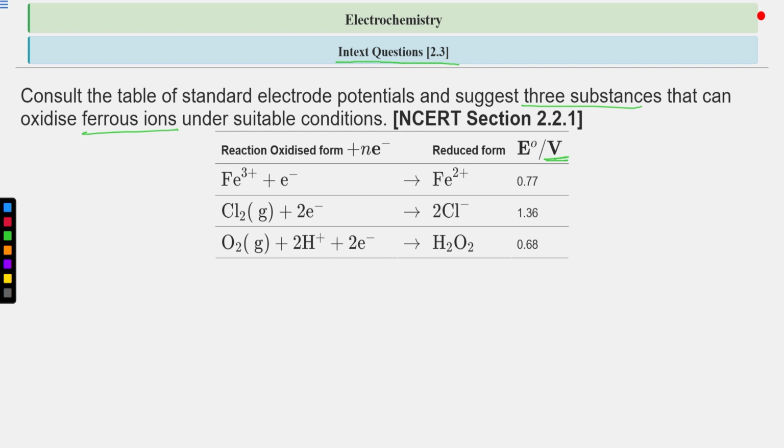First is Fe3 plus gaining an electron becoming Fe2 plus. The E naught for this reaction is 0.77. Cl2 gaining 2 electrons becoming 2Cl minus. The E naught is 1.36. And O2 is combining with 2H positive and gaining 2 electrons becoming hydrogen peroxide H2O2. And the E naught for this is 0.68. You can solve this using the NCERT subsection 2.2.1. Your time starts now.